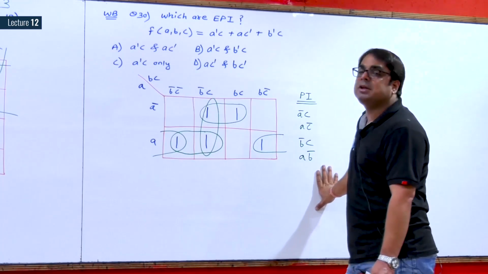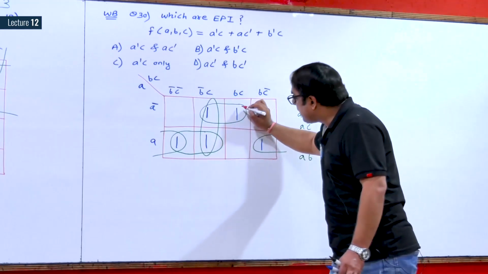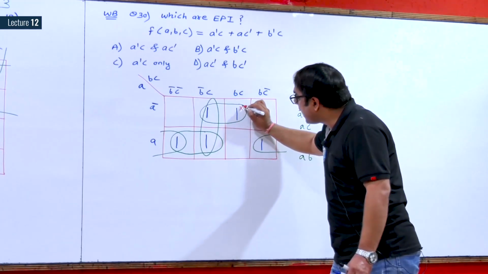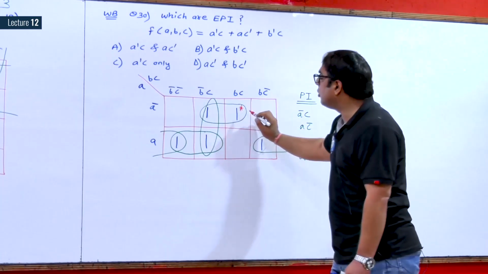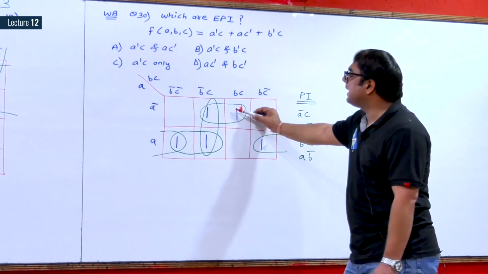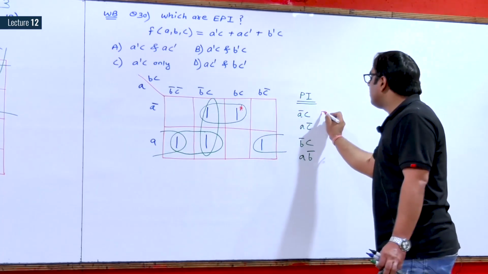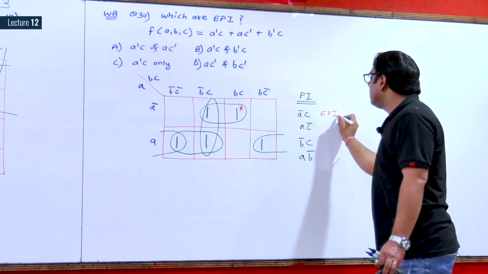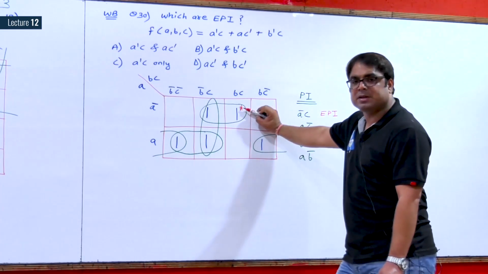Now we are coming to essential prime implicants. Now see this one. This minterm has only one option. So this pair A complement C is essential, because of this minterm.